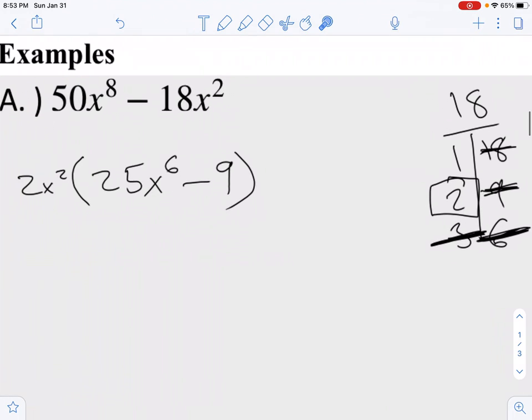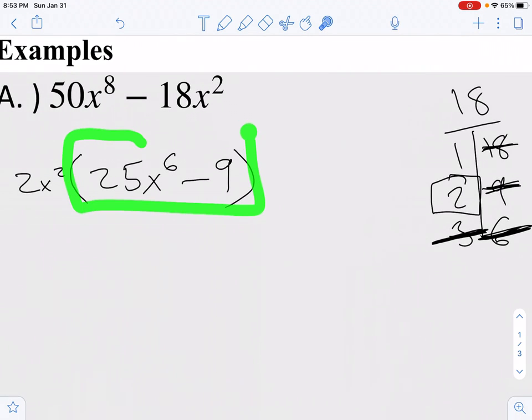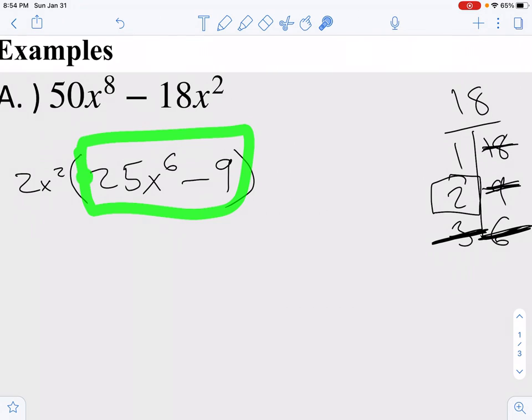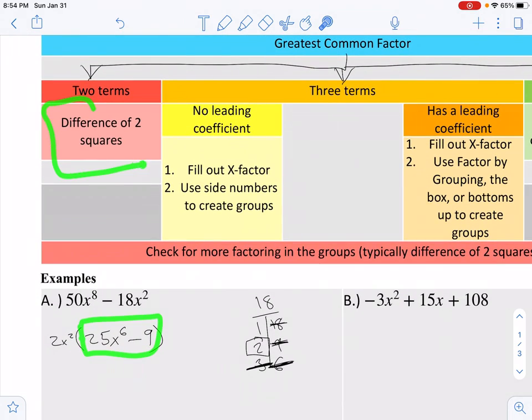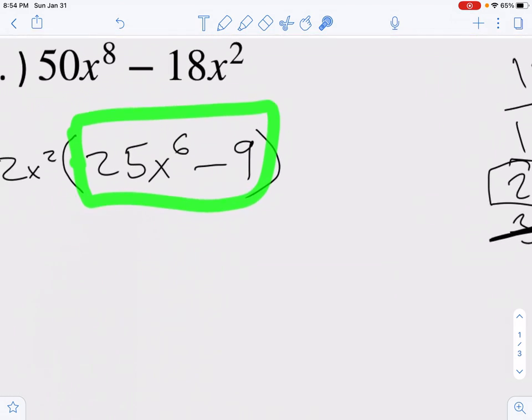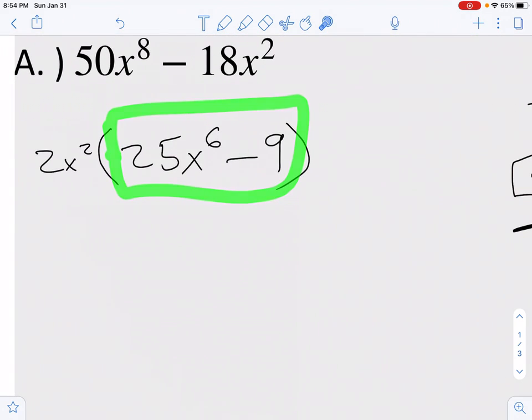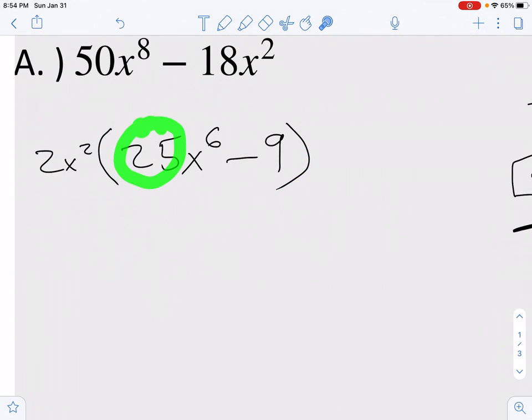So when I look at this, I'm looking inside of my parentheses and I'm saying, oh, there are 2 terms left over after I found my greatest common factor. So I want to see, is there a pattern? Is there a difference of 2 squares? And when I look at this, there is a pattern. I have a perfect square. As long as you have an even exponent, that's going to be a perfect square. And 9 is also a perfect square.